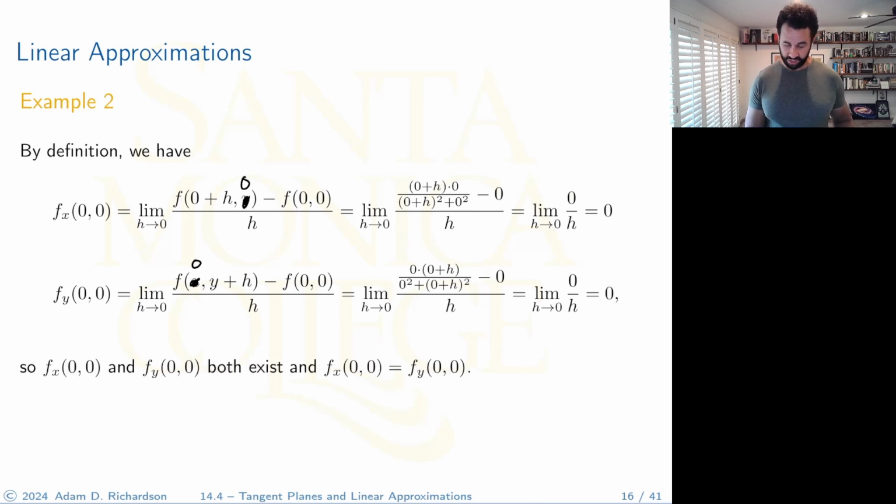Do the same thing in the y direction. Use the definition of the partial derivative in the y direction, plug in those values there, and you'll find you get 0 again. So check this out. The partial derivatives both exist, and they are both equal. So there we go. They exist, and they're equal.